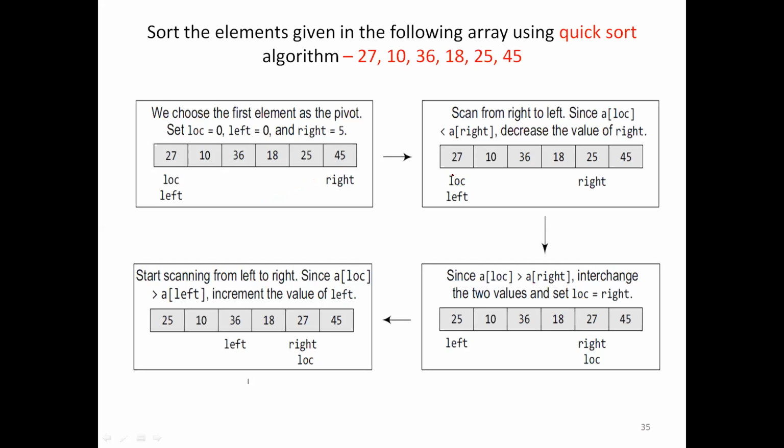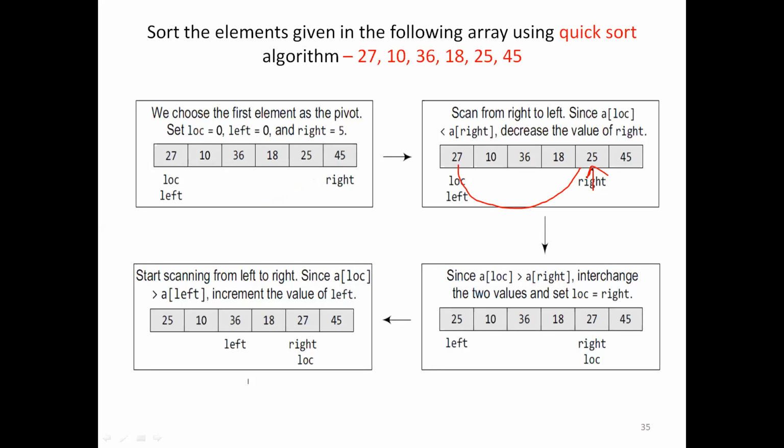So what will I do? I will decrement the right value, right minus minus or right minus 1, whatever be the case. Now automatically right is pointing to 25. So I decremented. Next, the pivot element, nothing but LOC, is compared with the array of right. Programmatically, array of LOC is compared with the array of right.